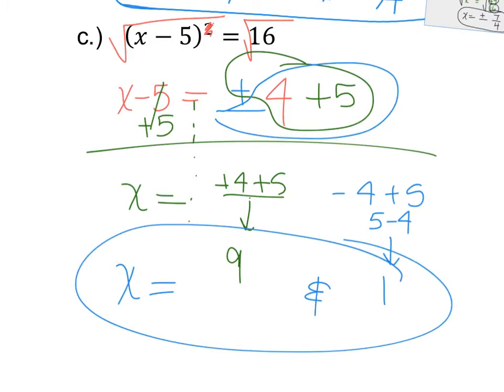Notice that you don't get plus and minus 9, because the order of operations said that what you do first is unsquare. You get a positive and a negative 4. And then when you add 5, you're adding 5 to positive 4 to get the first answer, and you're adding 5 to negative 4 to get the second answer.